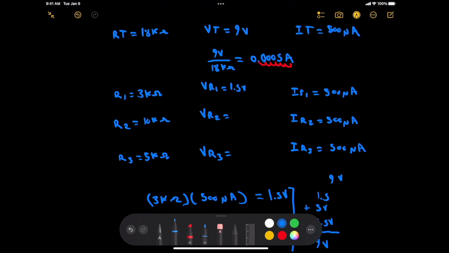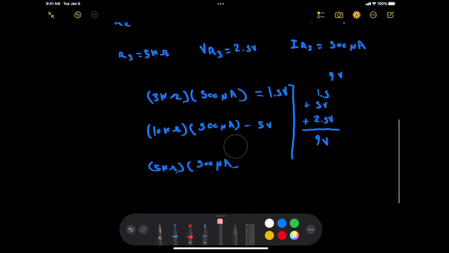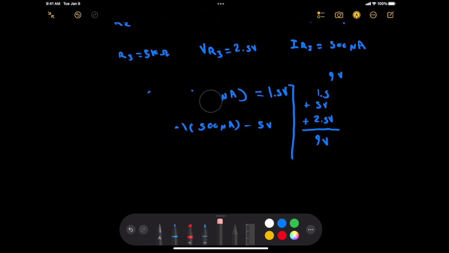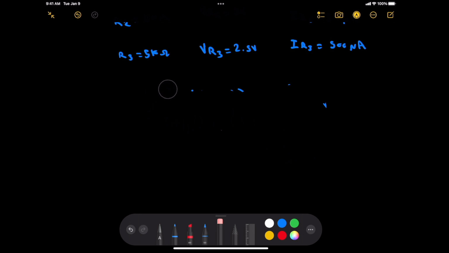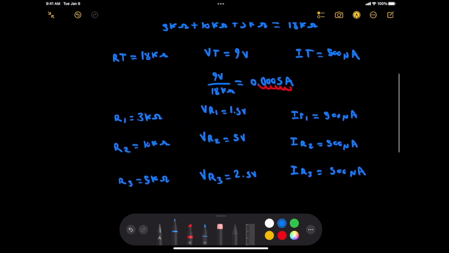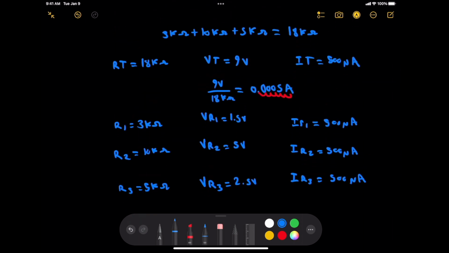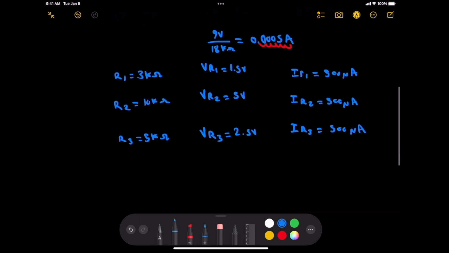1.5 volts, 5 volts, and 2.5 volts. Okay. Let's just erase this since we already have it written down. Now, for the final step, we're going to try and solve for the power going across each resistor. We can do it a couple of ways, but the way I like doing it most is multiplying the voltage by the current.